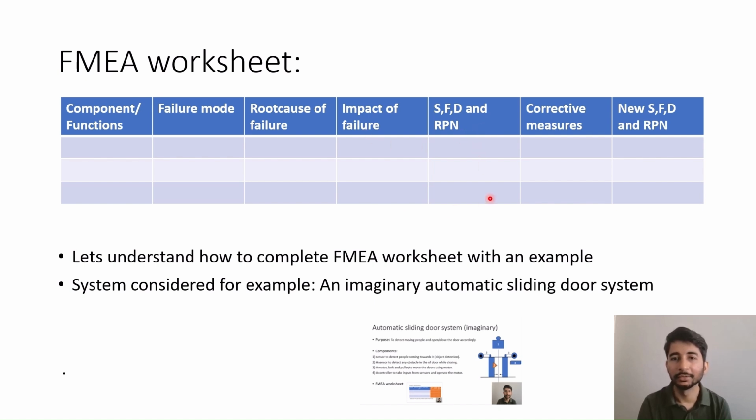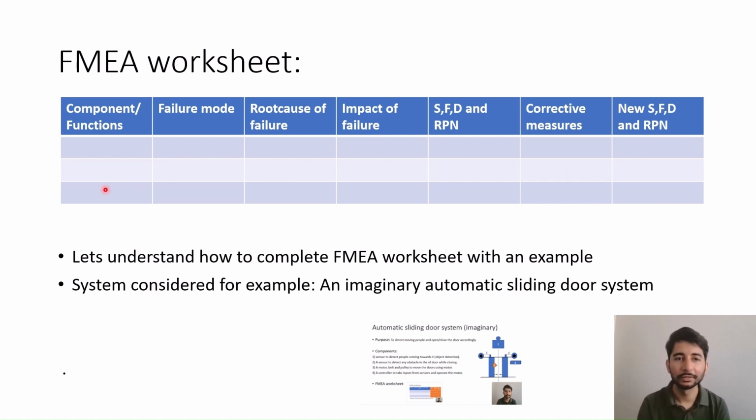Once the RPN is calculated, we check if corrective measures are needed for that particular failure mode. And if needed, the corrective measures are implemented. After the implementation of corrective measures, we check whether the new SFD and RPN are within acceptable limits. And once the RPN and SFD are in their respective acceptable limits, we say that the design is now complete and the development can begin.